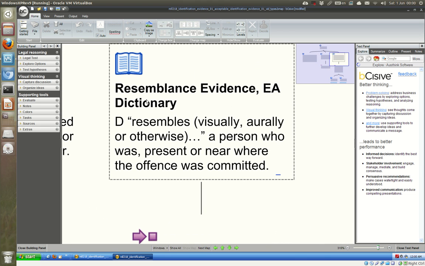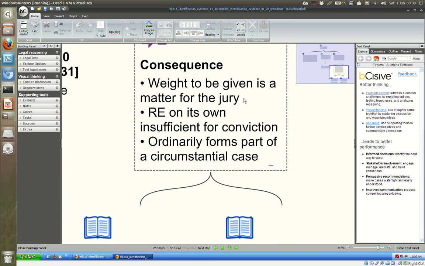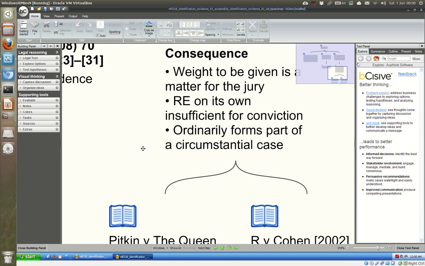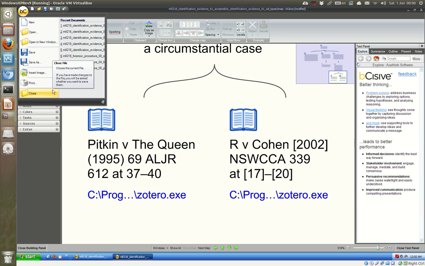However, resemblance evidence is a lot weaker. That's where the defendant resembles, visually, orally, or otherwise, a person who was present or near where the offence was committed. The consequence is that the weight to be given to this kind of evidence is a matter for the jury, and resemblance evidence on its own is insufficient for conviction. It ordinarily forms part of a circumstantial case, such as Pitkin against the Queen in 1995 or the Queen against Cohen in 2002 in New South Wales.